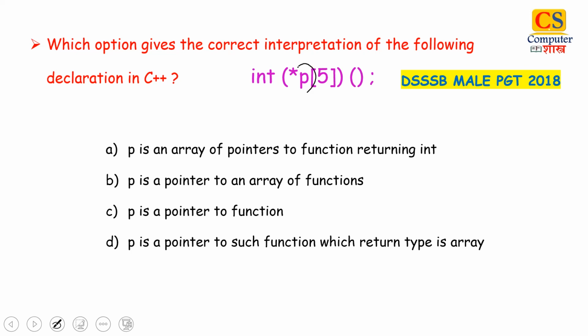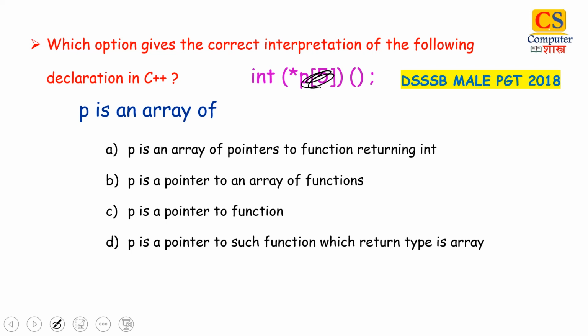So we will always start with the variable and move towards the right. On the right, we have this array. So this part will be P is an array of. I haven't taken the size because if you analyze all the options, you can see the size is not mentioned in the options, and we have to find the correct option only, right? So it is P is an array of.